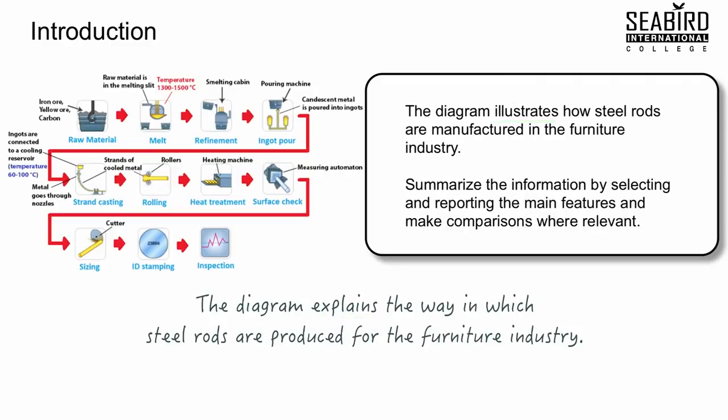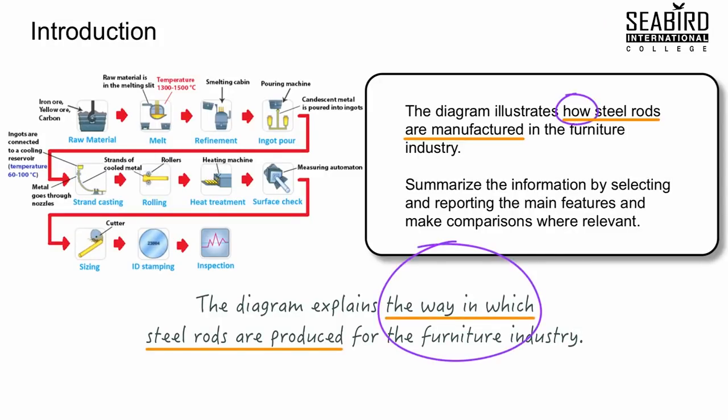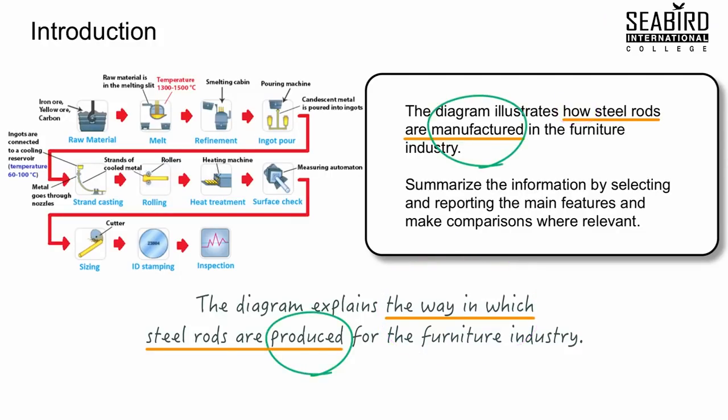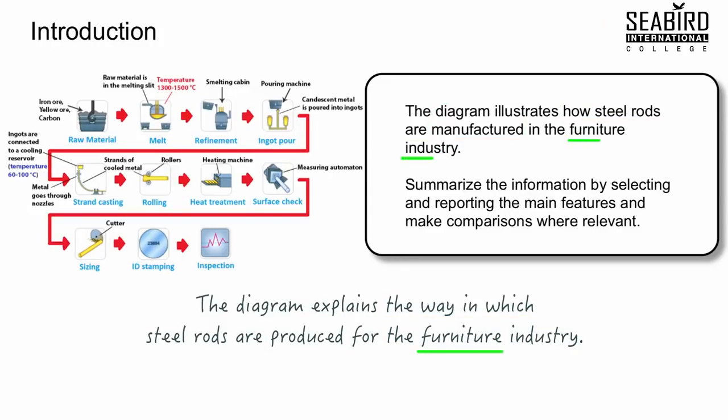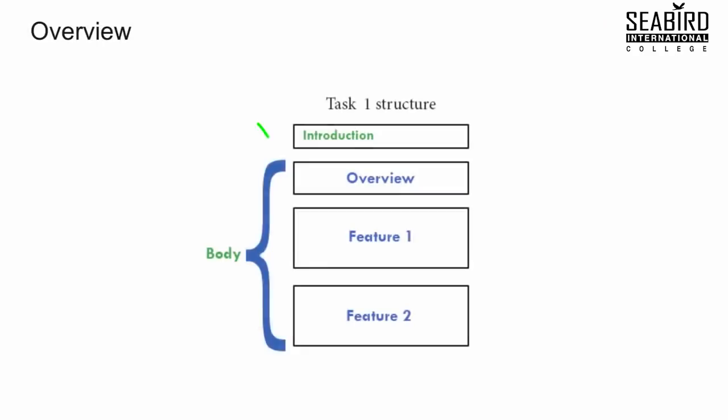Next, I changed the phrase how steel rods are manufactured to the way in which steel rods are produced. So, instead of writing how, I wrote the way in which, and instead of writing manufactured, I wrote produced. And then comes furniture industry, and I kept it the same. So that's all with our introduction. We have paraphrased the topic so the examiner can get familiar with our diagram. Now, let's move on to the next paragraph.